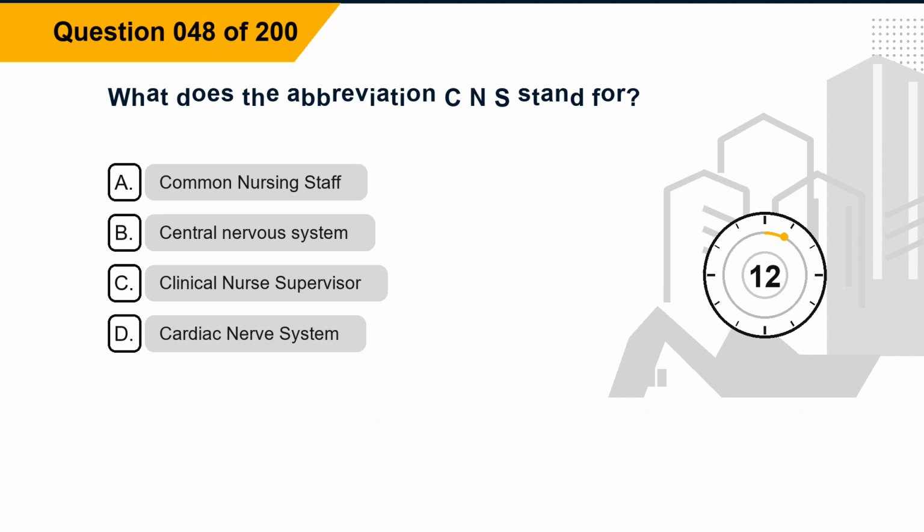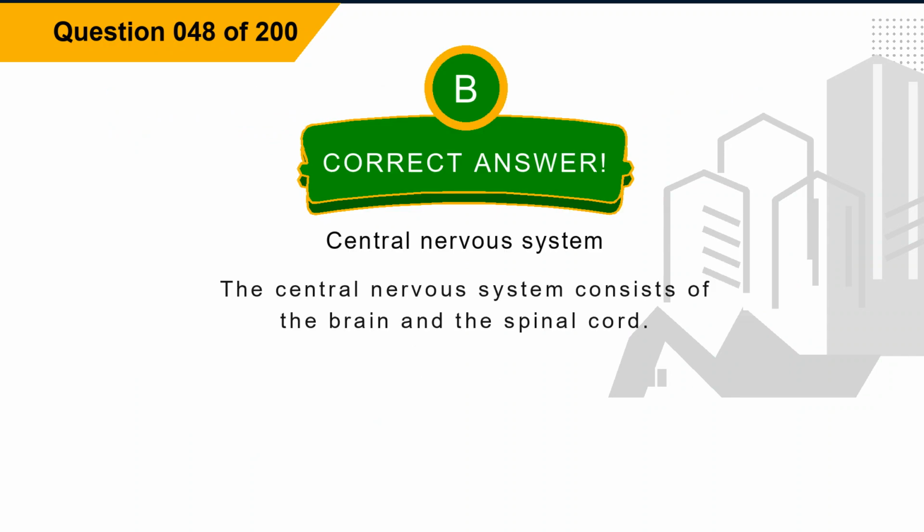Question 48. What does the abbreviation CNS stand for? Option A, Common Nursing Staff. Option B, Central Nervous System. Option C, Clinical Nurse Supervisor. Option D, Cardiac Nerve System. The correct answer is option B, Central Nervous System. Explanation. The central nervous system consists of the brain and the spinal cord.